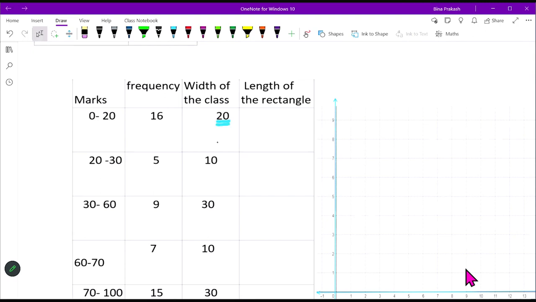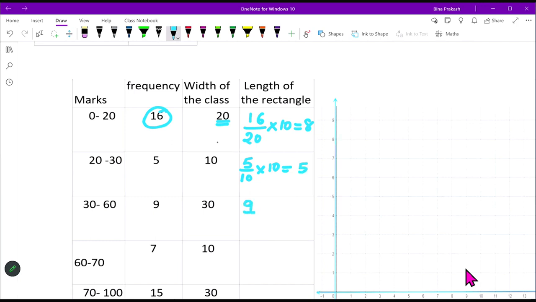There are 16 students for the length 20. So how many will there be for the length 10? There are 8. Now the frequency for 0 to 20 will be 8. Then likewise, there are 5 for the length 10, and we are assuming that we have the rectangle with width 10. So this is 5.